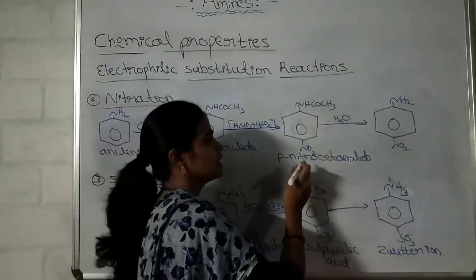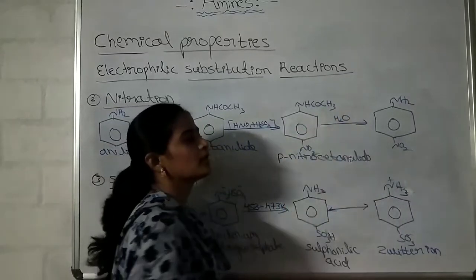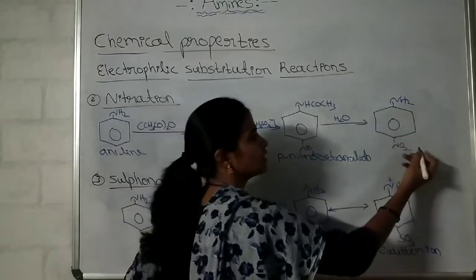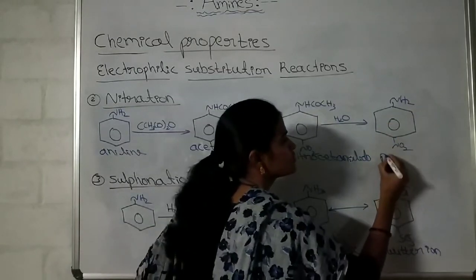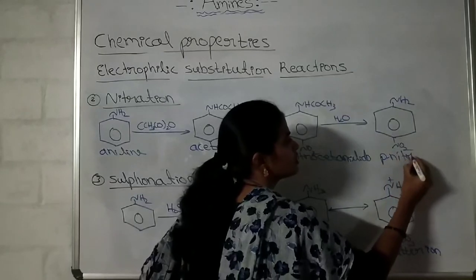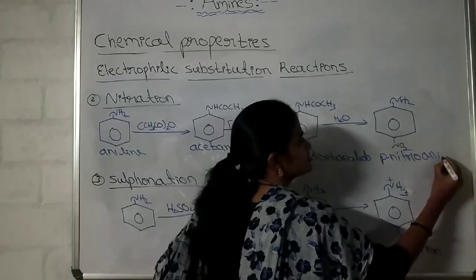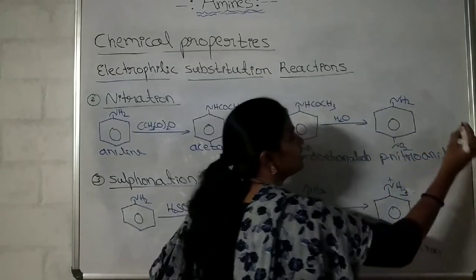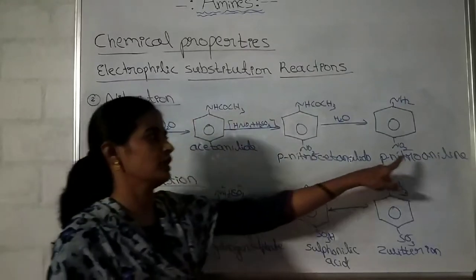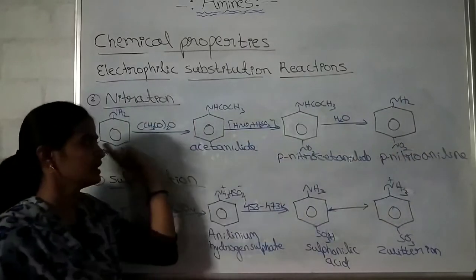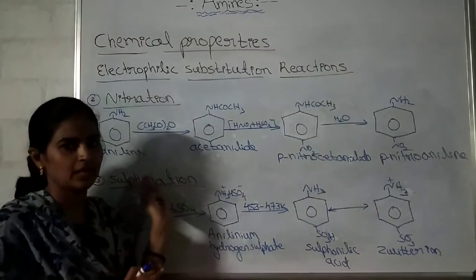Okay. When this para-nitroacetanilide is made to undergo the hydrolysis reaction, what is formed? Para-nitroaniline. This is the desired product. What we wanted, para-nitroaniline, that we have got. Bromination as well as nitration are quite similar.